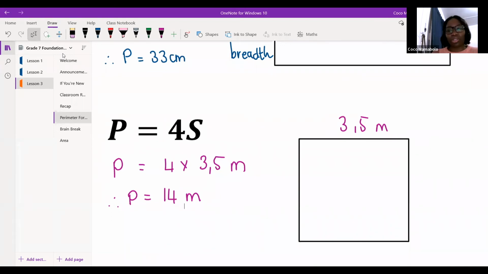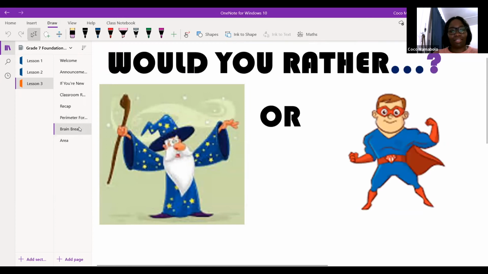So I'm going to go straight into our brain break because we need to do something else after that. We need to learn a brand new concept. Okay, something completely different. Teacher Cat, do you want to run the poll for me, please? There we go. I want to know, guys, would you rather be a wizard or a superhero? And I chose one that I knew would be difficult for people today.